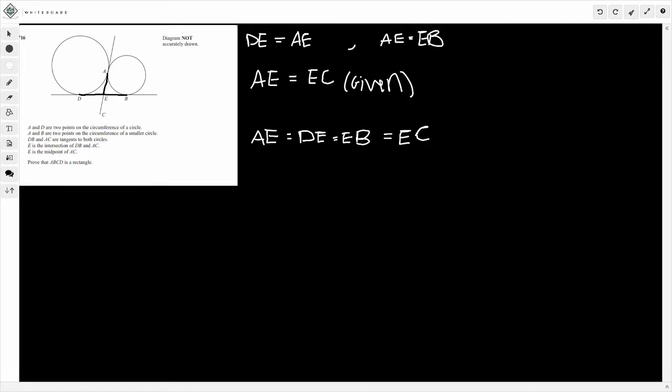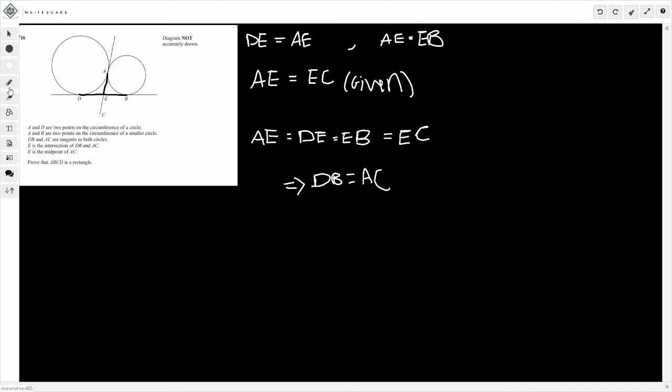So therefore, what we now know is that the length DB must be equal to AC if all these are equal. So this implies that DB is equal to AC. So why is this important? Why is it important that DB is equal to AC?